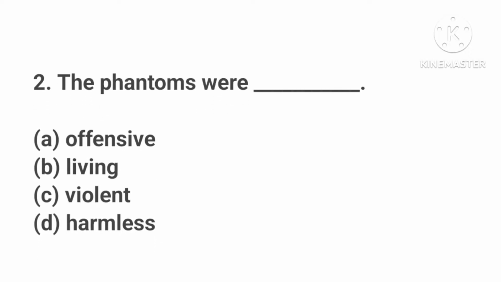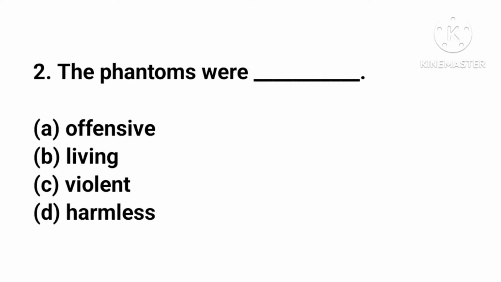Now coming to the second question. The phantoms were dash. Option A, offensive. Option B, living. Option C, violent. Or option D, harmless. So your time starts now.